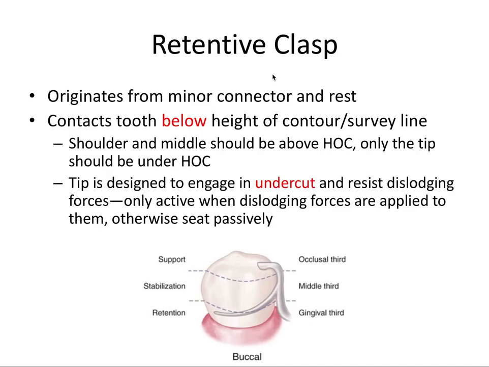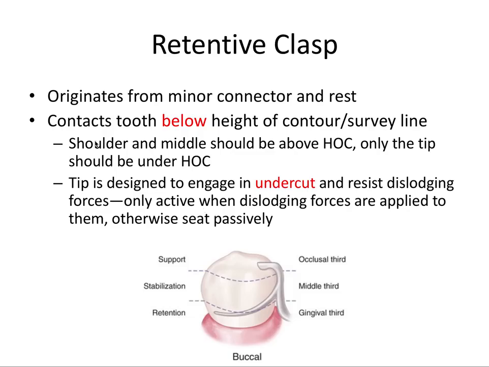So let's talk about one of the two types of clasps, the retentive clasp, to start. And this one is going to originate from the minor connector and the rest. And so this is a very cool way, I think, to divide the tooth up into occlusal, middle, and gingival thirds. And each of these thirds offers, generally, one of these three buzzwords. The occlusal third offering support, the middle third offering stability or stabilization, and the gingival third providing retention.